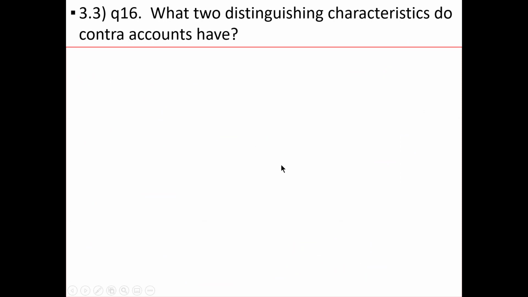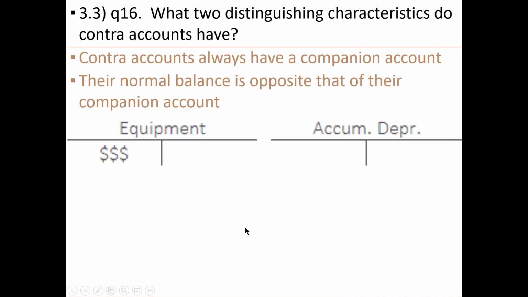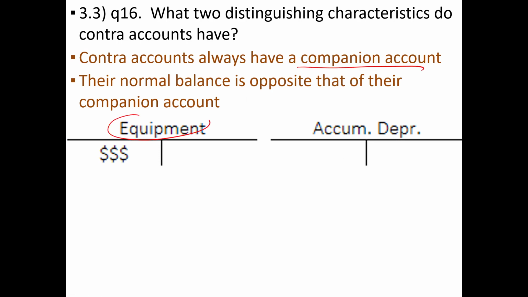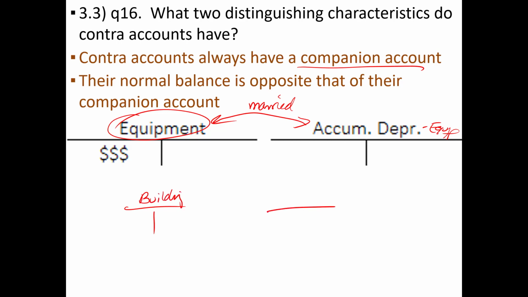What two distinguishing characteristics do contra accounts have? Well, contra accounts always have a companion account. So if we have equipment, we're going to have accumulated depreciation - equipment. This is the companion, right? These guys are married, matched up, they're linked. If we have, say, building, then we're going to have accumulated depreciation for that building. If we have vehicles, we're going to have accumulated depreciation for vehicles.